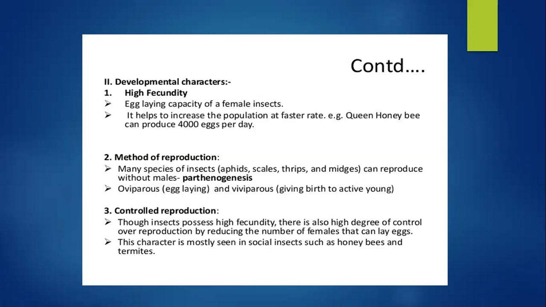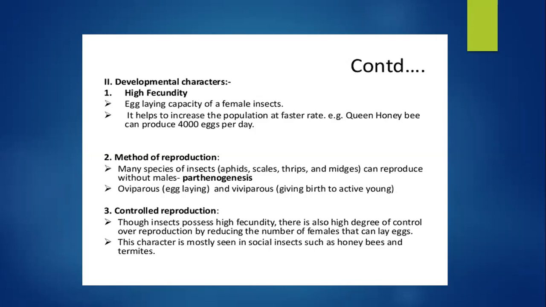So not a single kind of method is absent here. Various kinds of methods of reproduction are present in insects, which is an example showing that their population survives wherever it is present in an ecological niche. And controlled reproduction is one more important feature present in their developmental character.